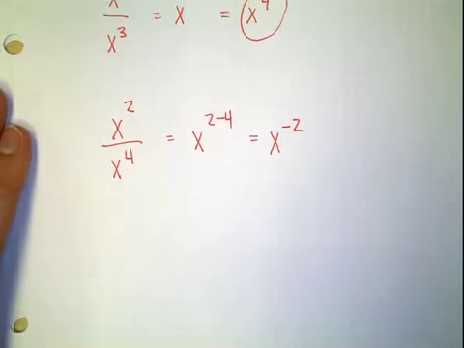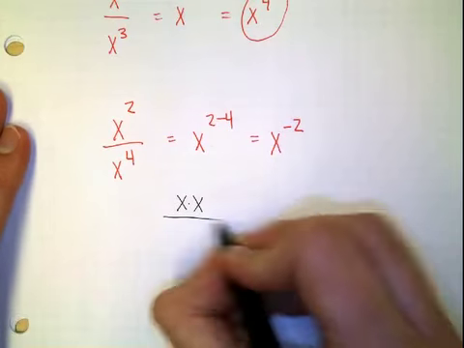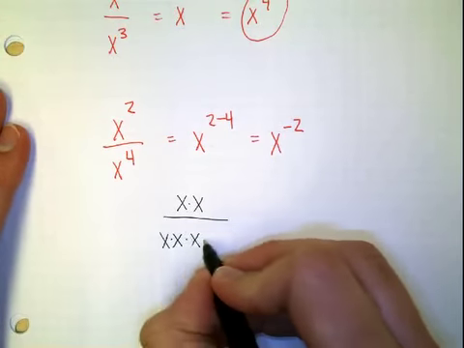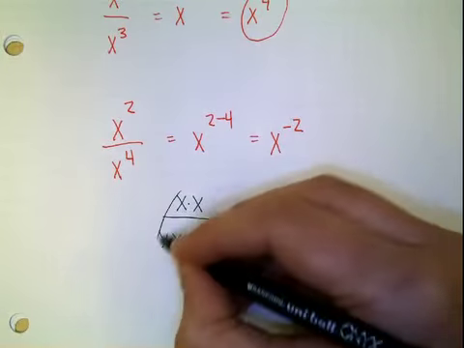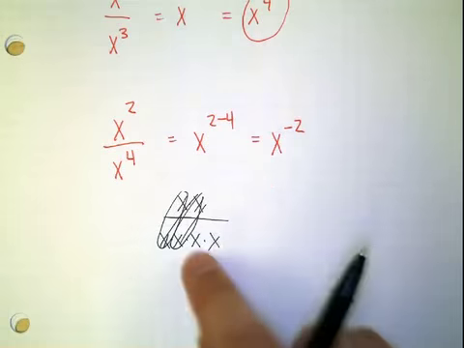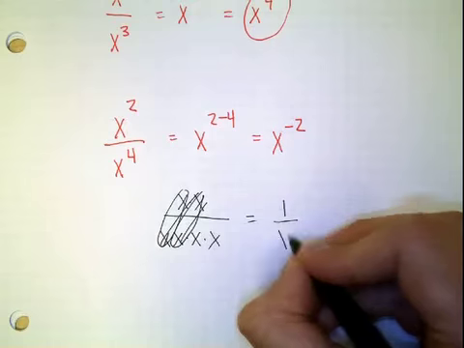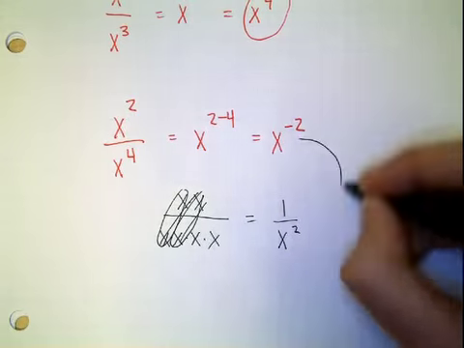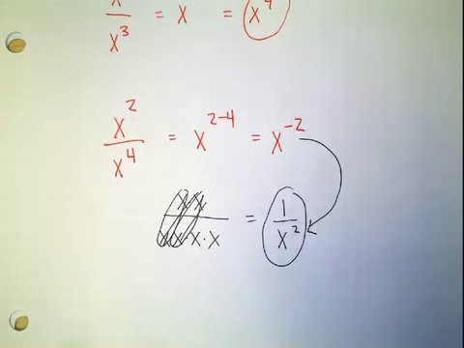If I was to solve this the long way, x squared is x times x over x to the 4th, which is x times x times x times x. There's 4 of them. And what I would end up doing is canceling the ones that match up. And sure, I get 2 x's left over, but they're in the bottom of the fraction. The answer would be 1 over x squared. So that's what the negative power is trying to tell me. I was really supposed to end up with this fraction answer, 1 over x squared.